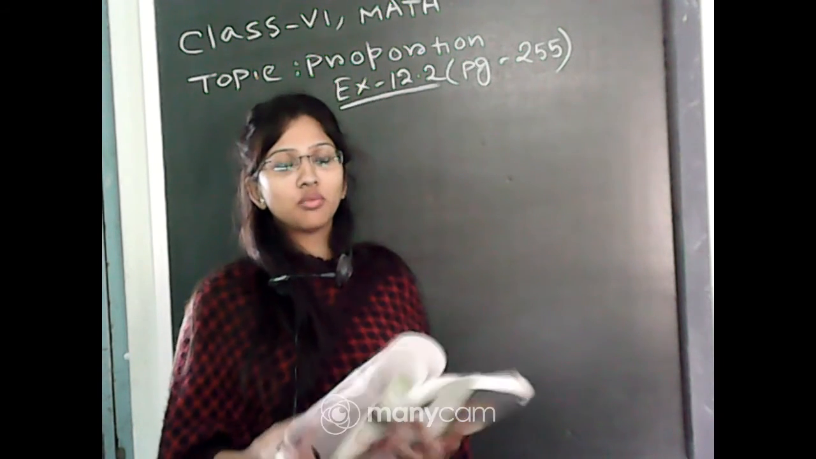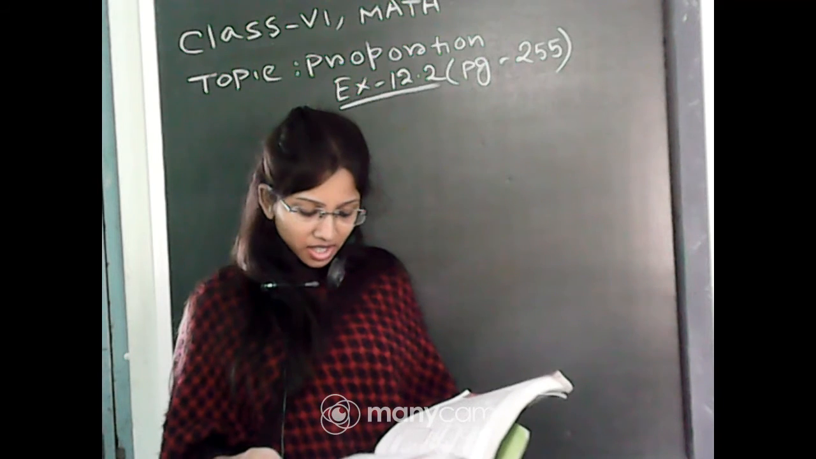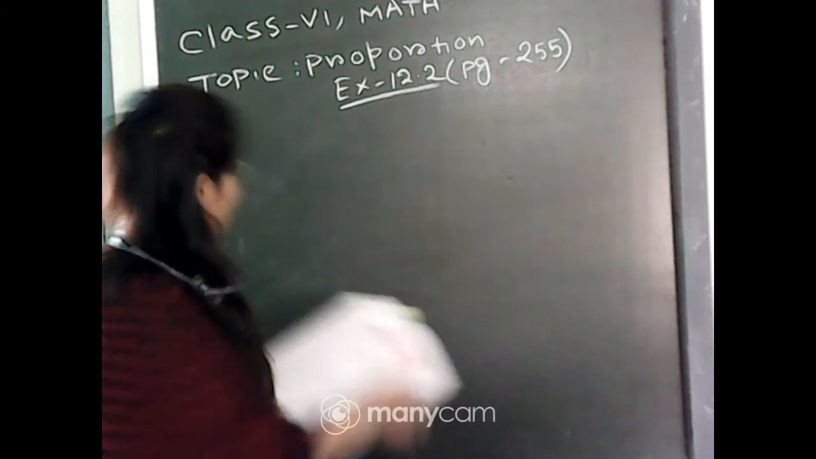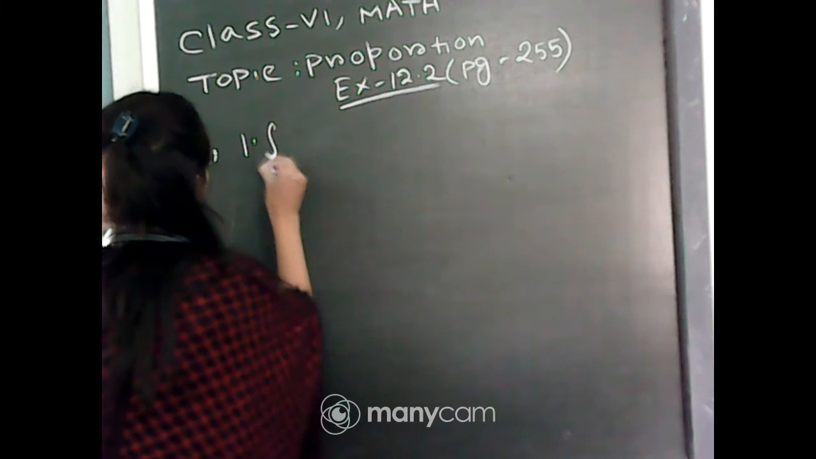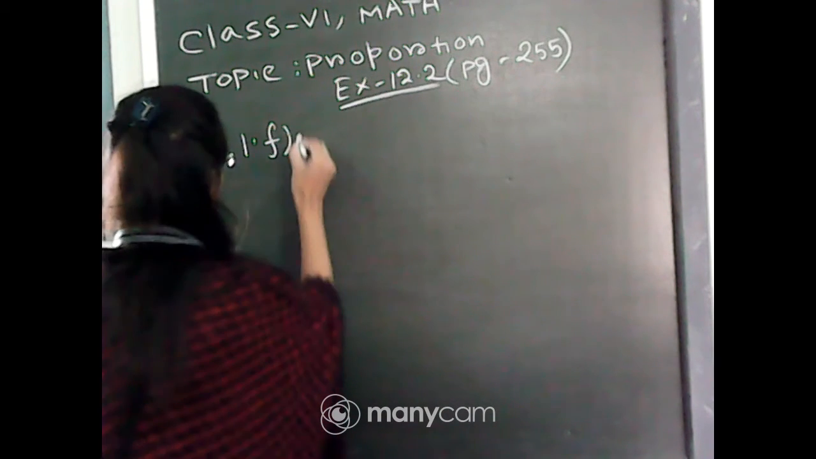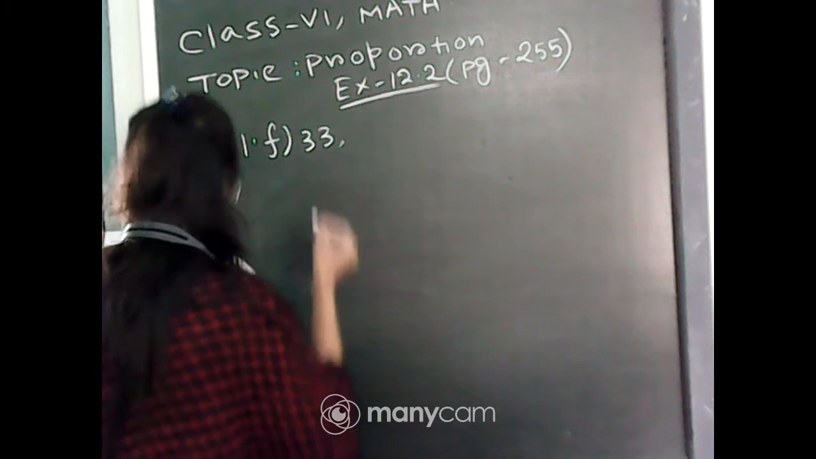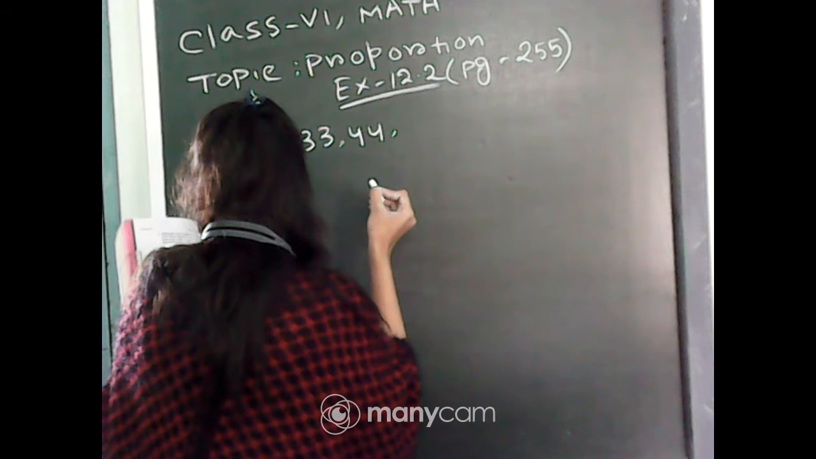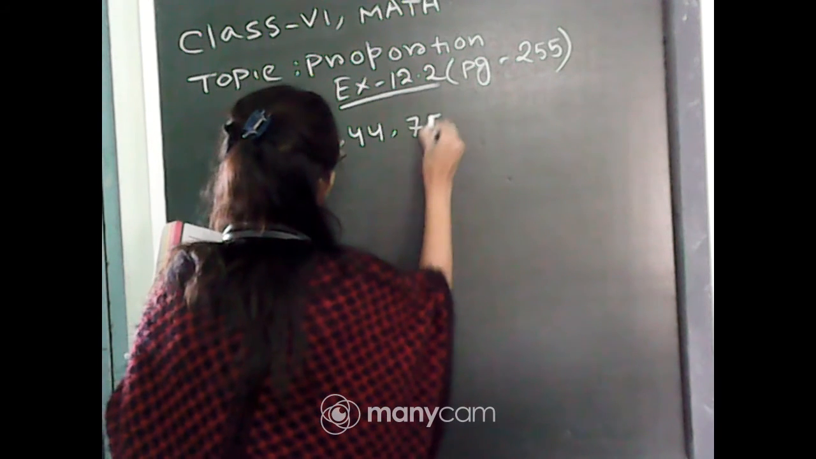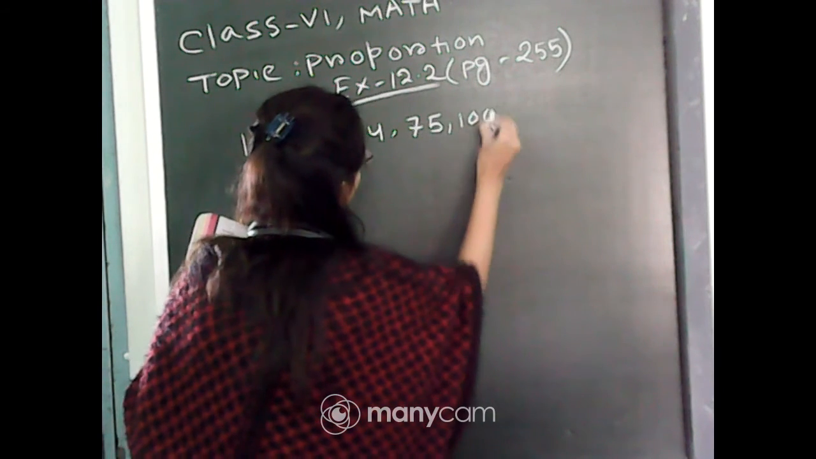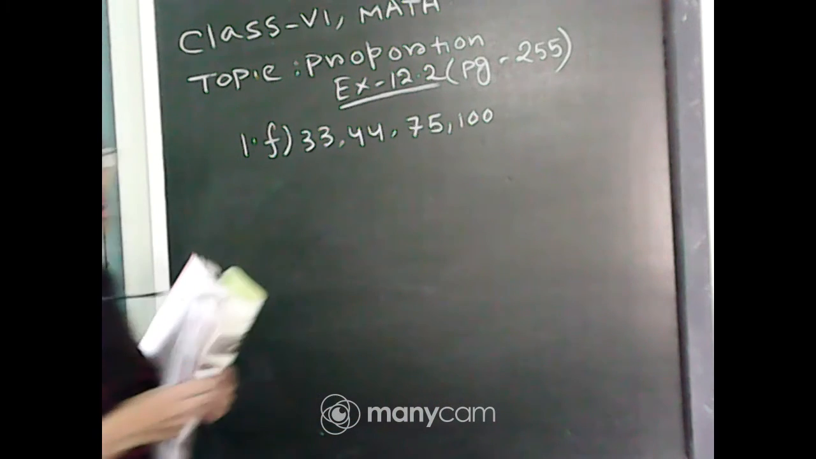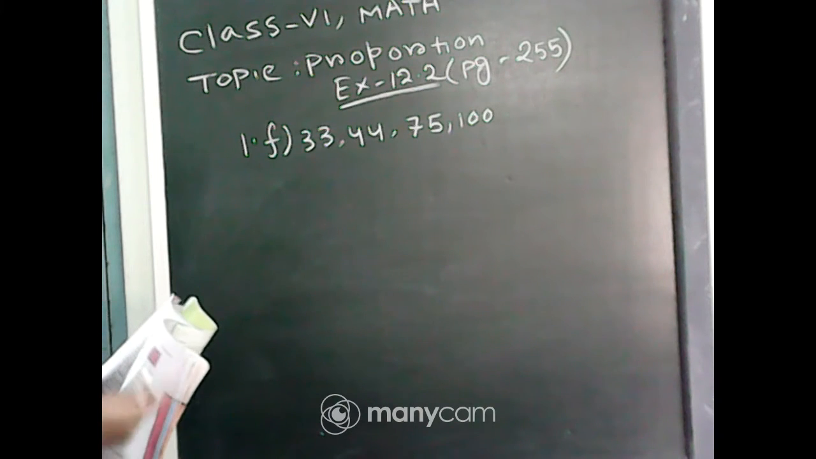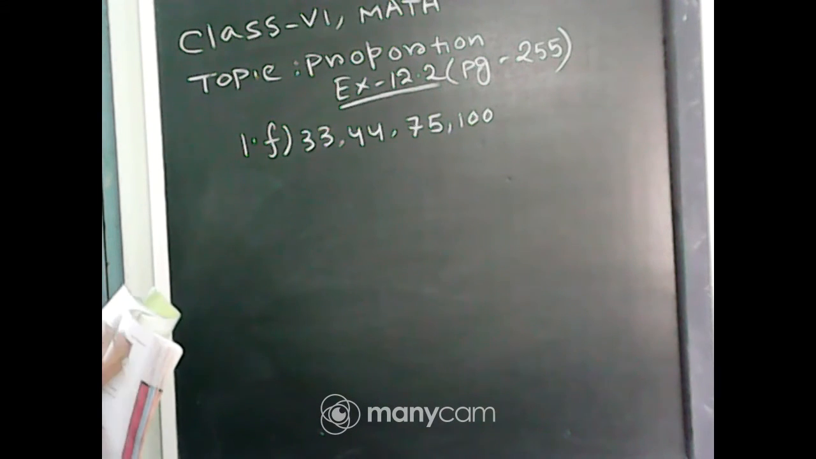First, question 1F. Determine if the following are in proportion. We have to check whether the quantities 33, 44, 75 and 100 are in proportion or not.